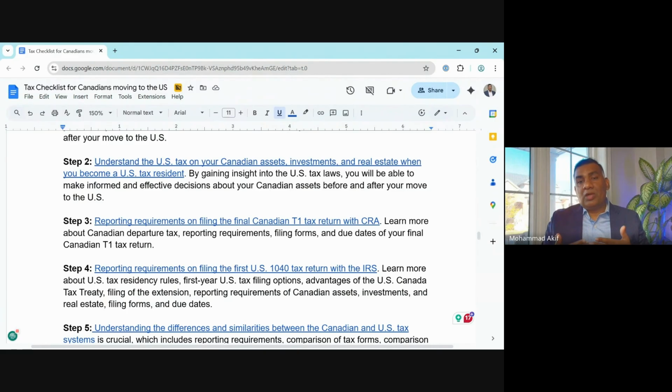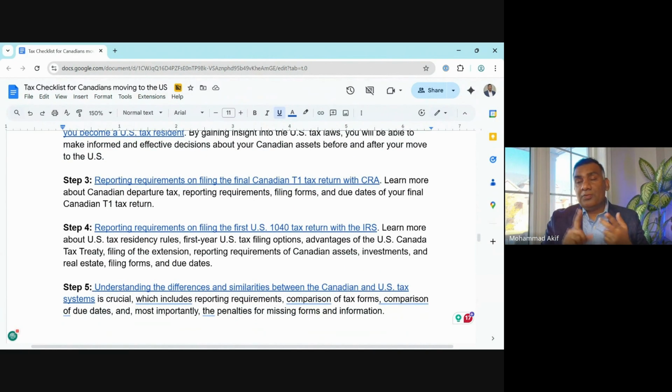Step number 3 is, once you do understand what you need to do, then again, find out about the reporting requirements in terms of what forms you need to file on the Canadian side, and when you need to file those forms. Important: the due dates are different on both sides. There is an element of extension on the US side too, which we need to make sure that we take advantage of.